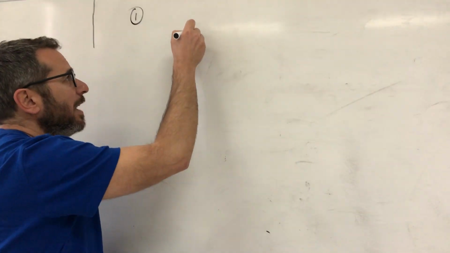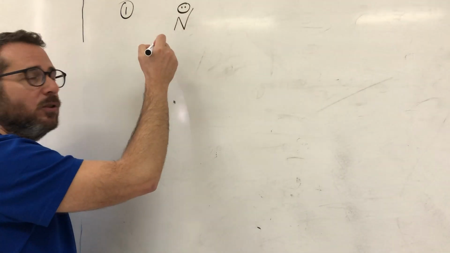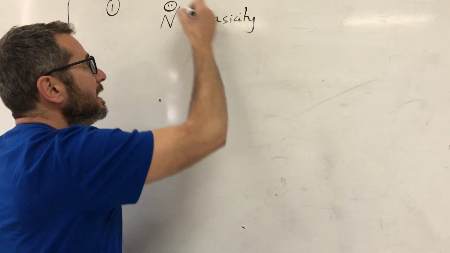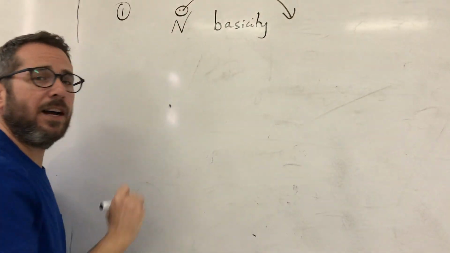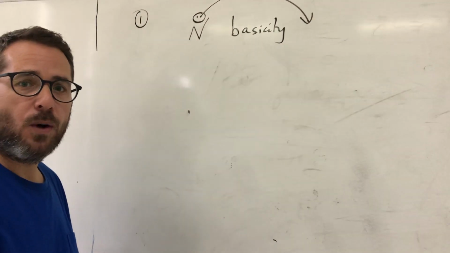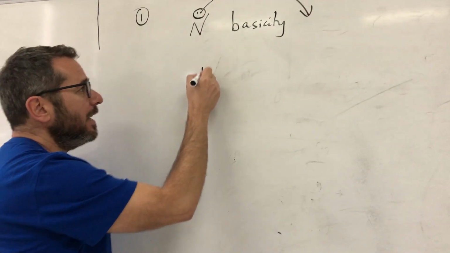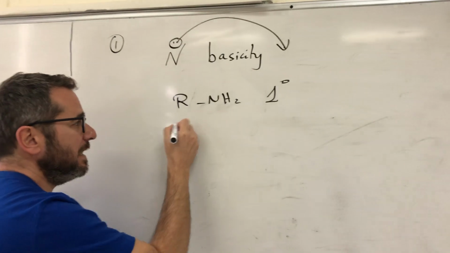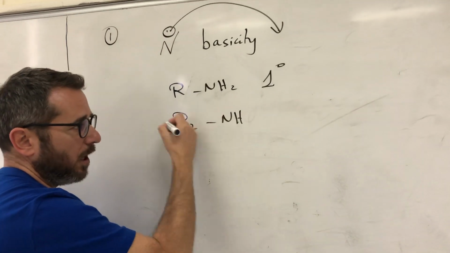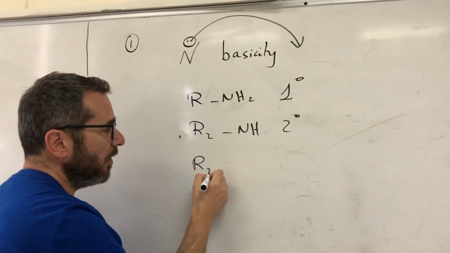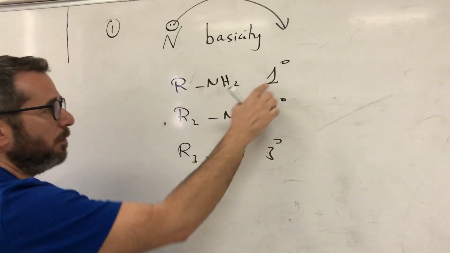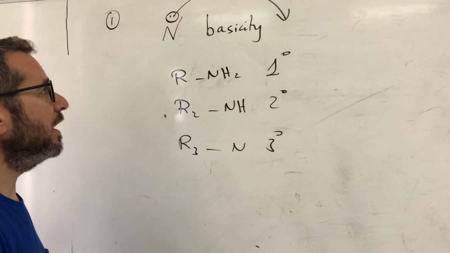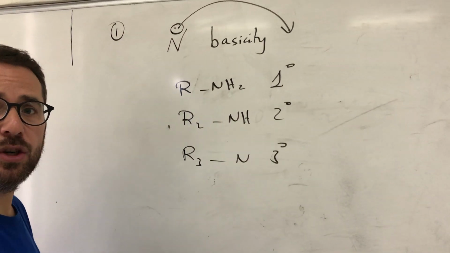So all amines have nitrogen with a free pair of electrons. They are characterized by their basicity and they can act as a nucleophile due to this nitrogen. We have three types of amine. An amine can be primary, RNH2. It can be secondary, R2NH or RR'NH, or R3N tertiary. So for example, methylamine, dimethylamine, trimethylamine. This is concerning the structure of amines.